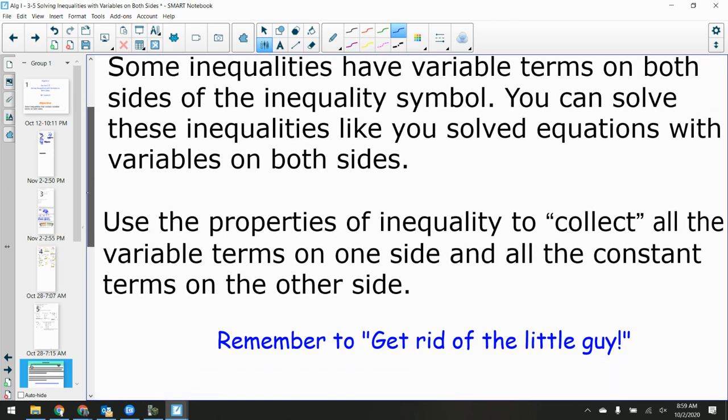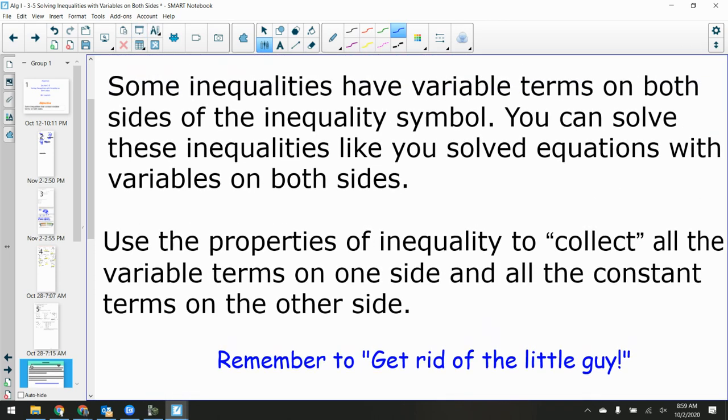Remember the whole get rid of the little guy thing? That's going to apply even more here. Why? Because I really don't want negatives now, because the negative in the end will end up flipping the symbol. So I want to avoid negatives at all costs. Sometimes it's unavoidable, but getting rid of the little guy is extremely important.